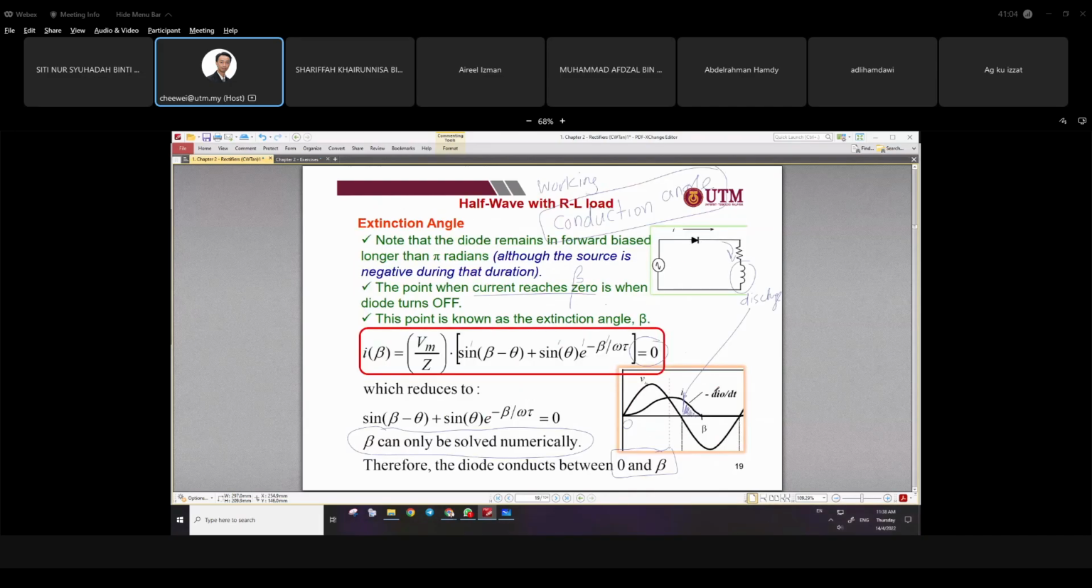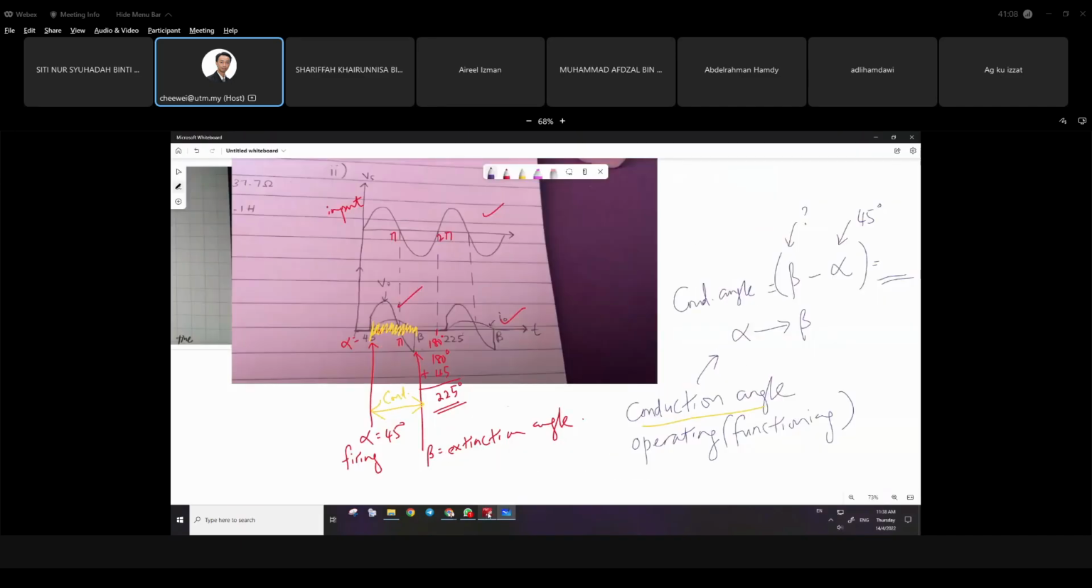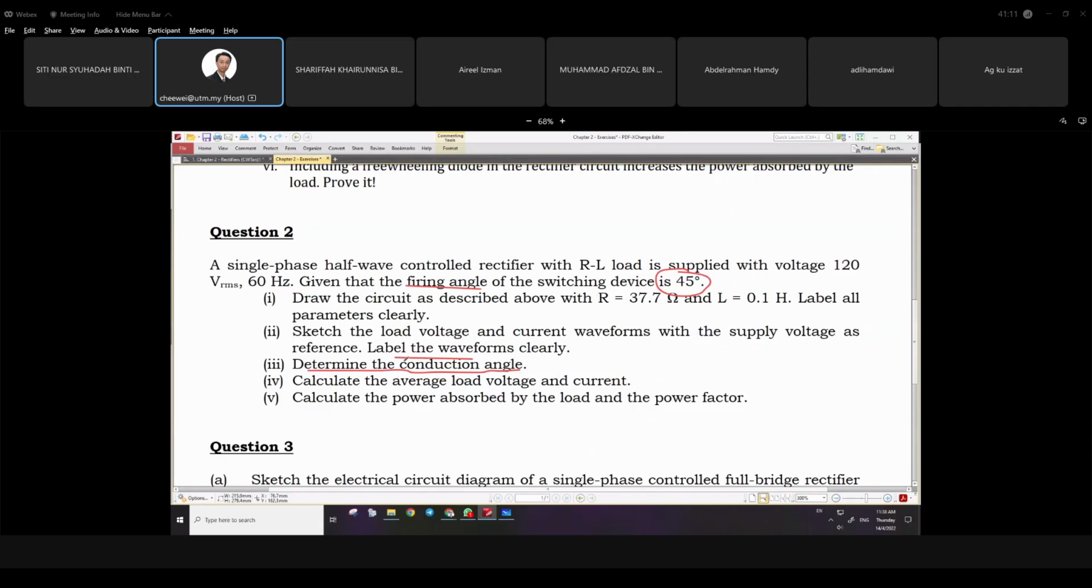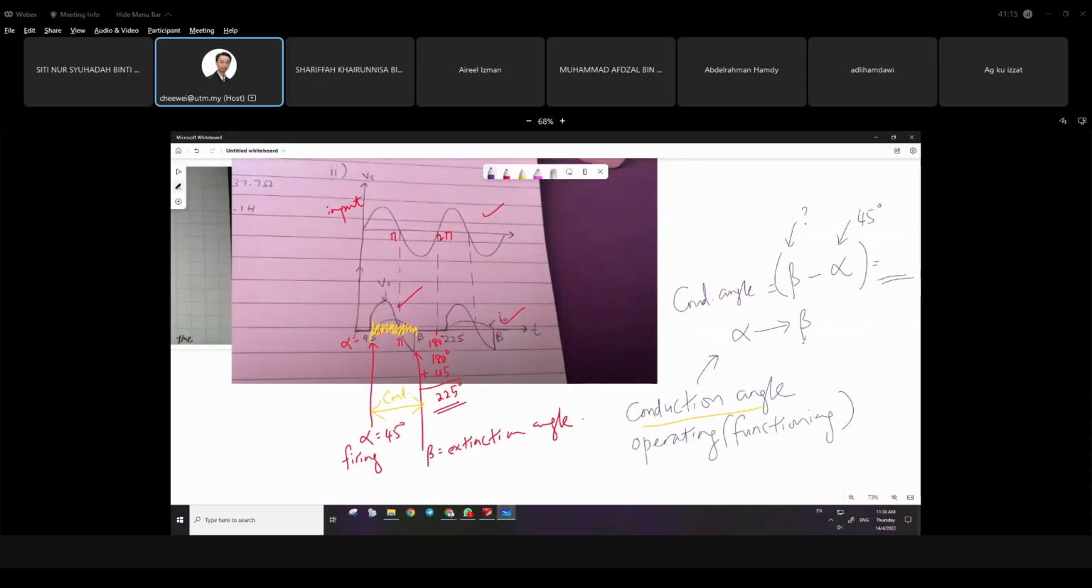So your job in this question, where is the question? It asks to find the conduction angle, right? And then we know that conduction angle is beta minus alpha. Alpha is already known, 45 degree. So our job is to find beta. But the question is how to find beta? Anyone can tell me?